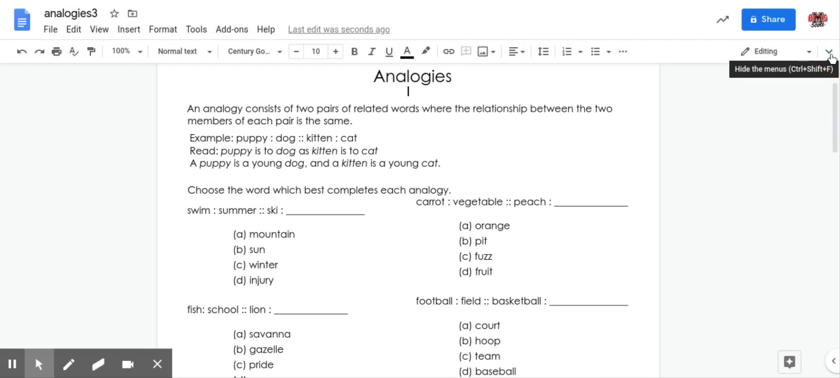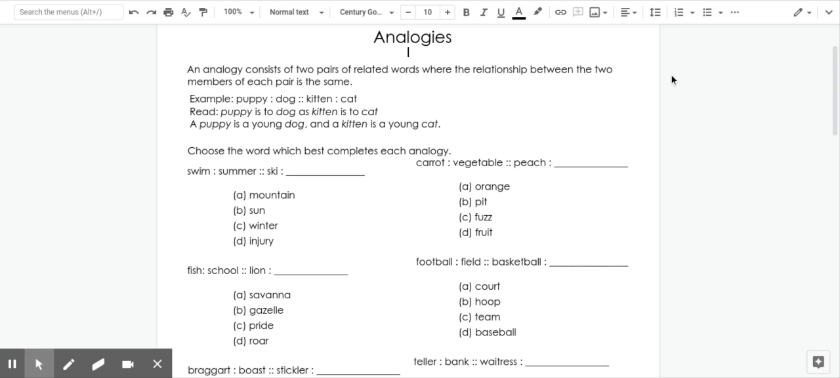We are going to go over real quickly what an analogy is and how to solve one. So remember that an analogy consists of two pairs of related words where the relationship between the two members of each pair is the same. So for example, here, puppy is to dog as kitten is to cat.